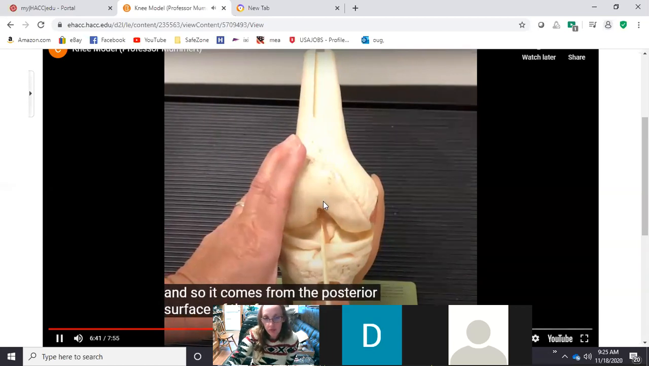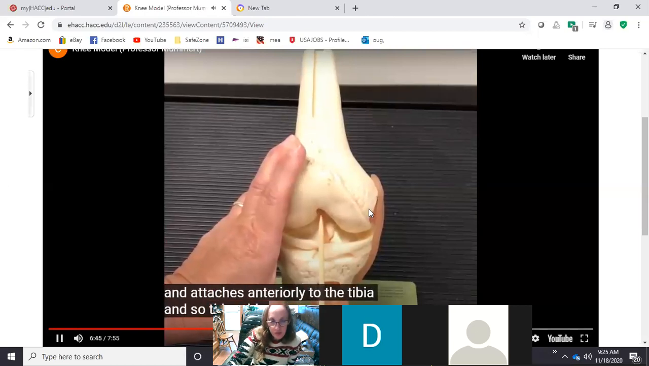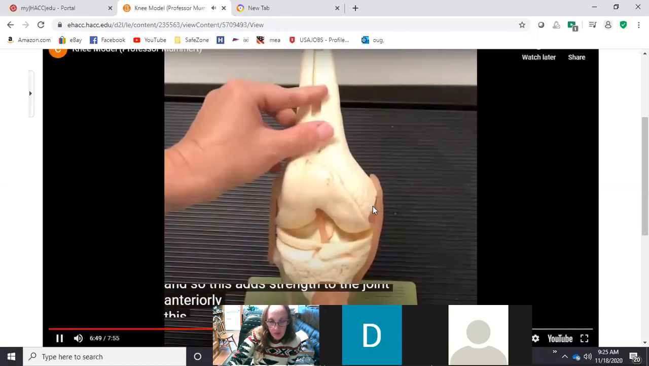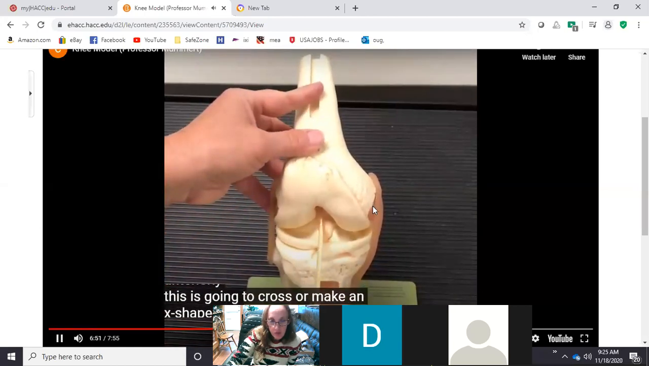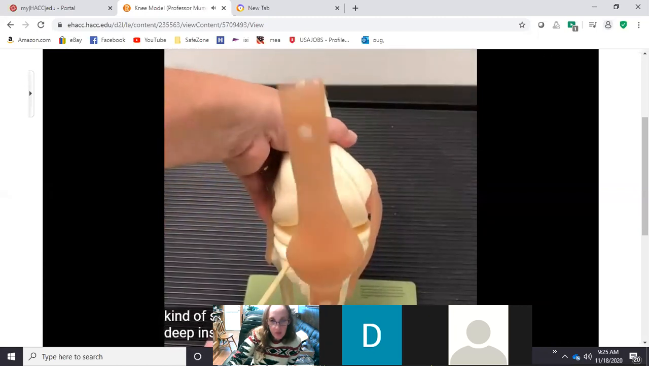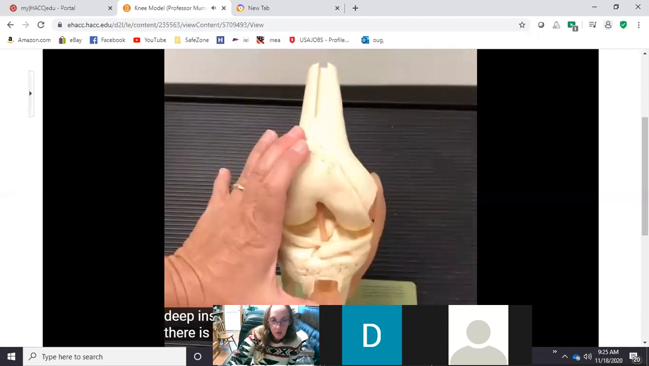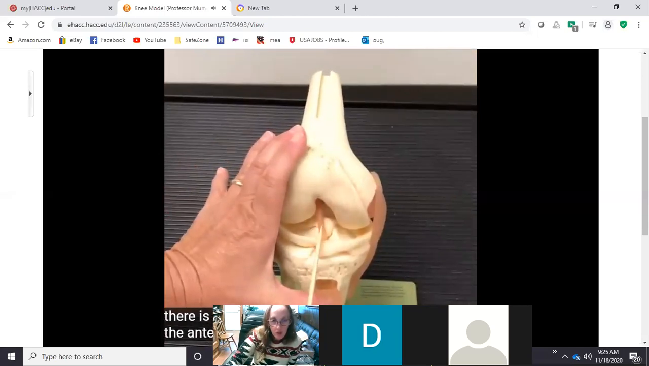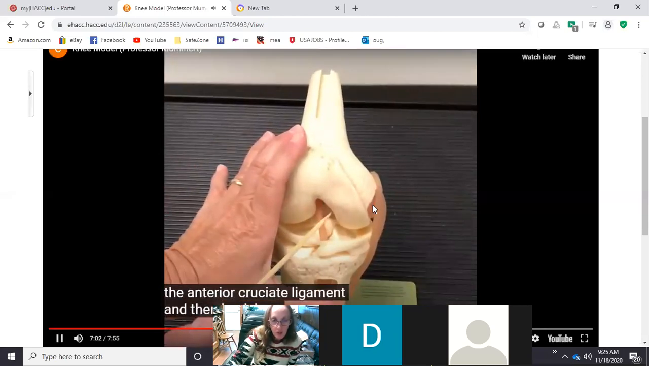Surface of the femur and attaches anteriorly to the tibia. And so this adds strength to the joint anteriorly. This is going to cross or make an X-shaped kind of structure. If you were to look deep inside, you can see there is an X-shaped structure. So here's the anterior cruciate ligament. And then back here, we have the posterior cruciate ligament.